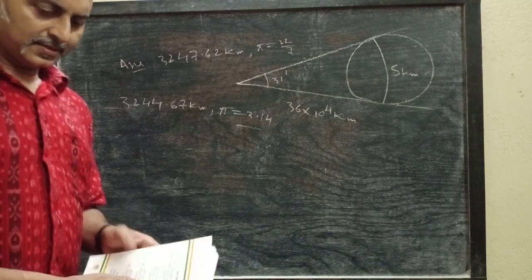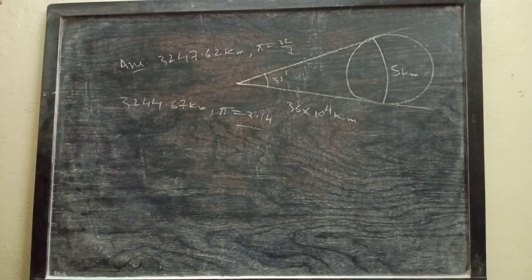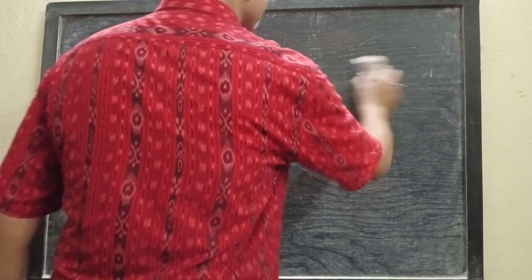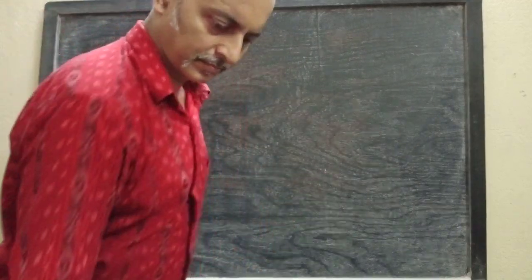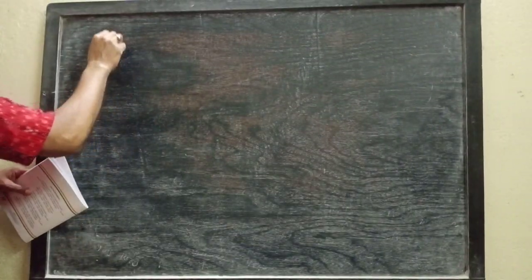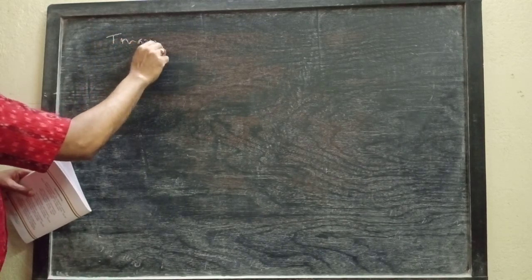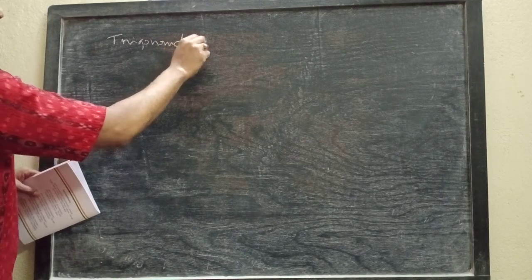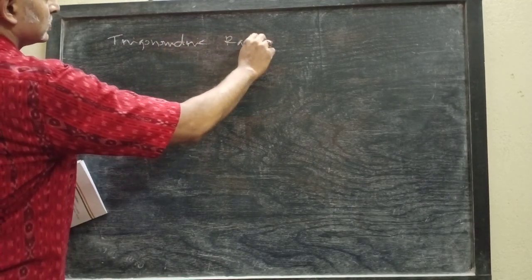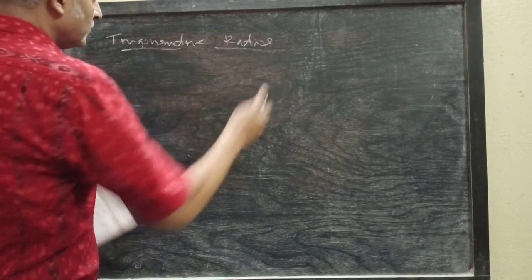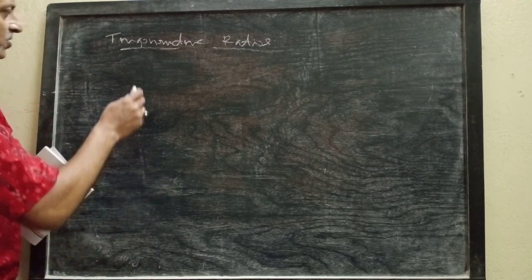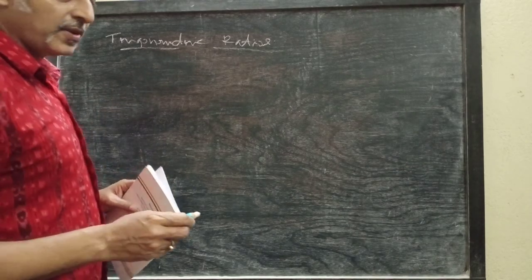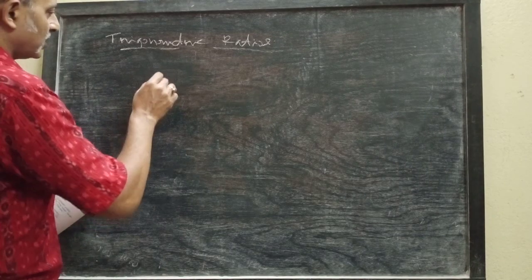Next, let us start the second section, trigonometric ratios. In this section, we have to remember these three lines to remember the definition of the ratios. You have to remember these three lines.